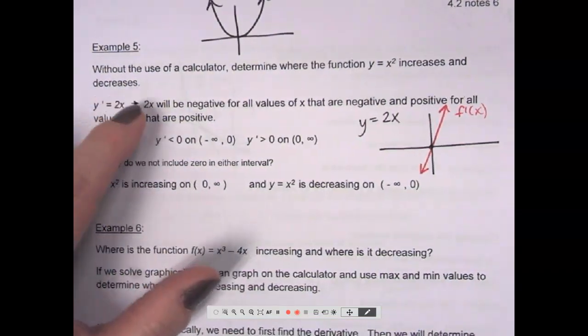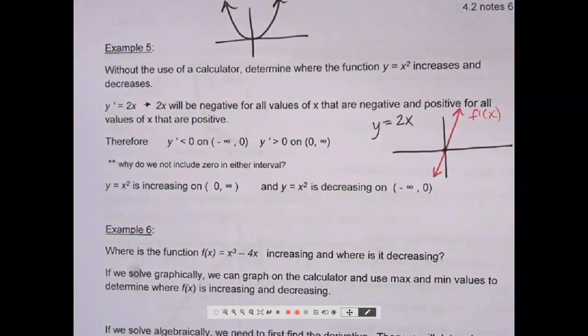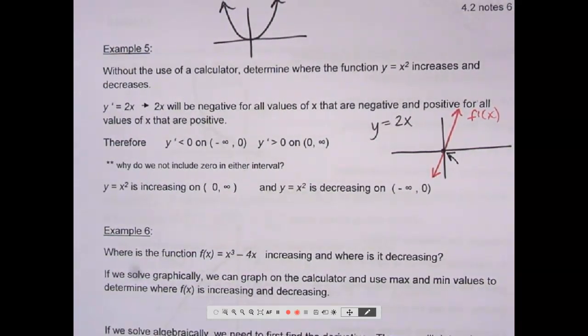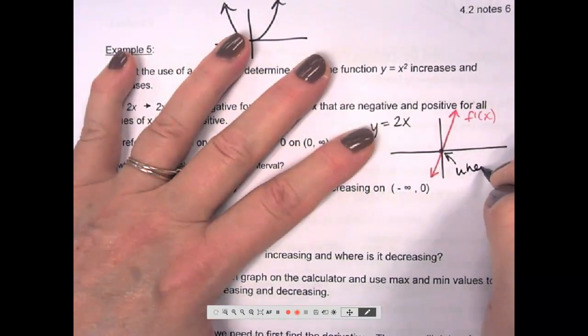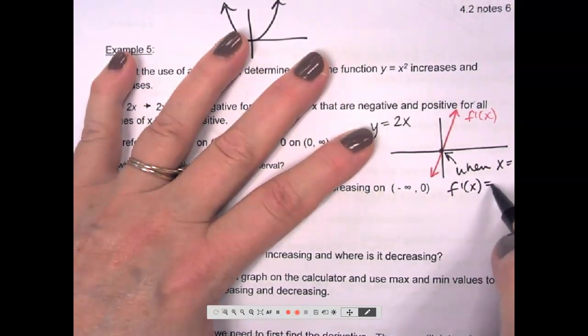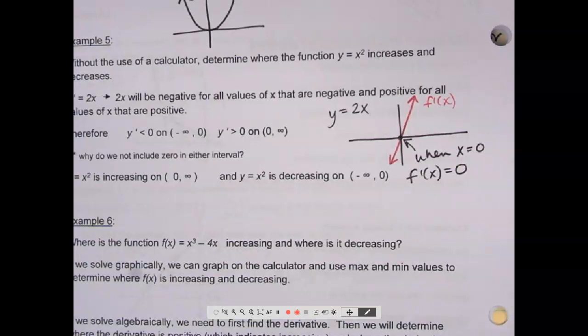So sometimes when we don't necessarily know a whole lot about the original function, we'll examine the derivative and determine where it's positive and negative, and that will tell us where the original function was increasing and decreasing. Okay, so what about that point right there? Well, it's (0, 0). So what that tells me is when x is 0, the derivative is 0. Which we knew based on the knowledge of our graph of x squared.